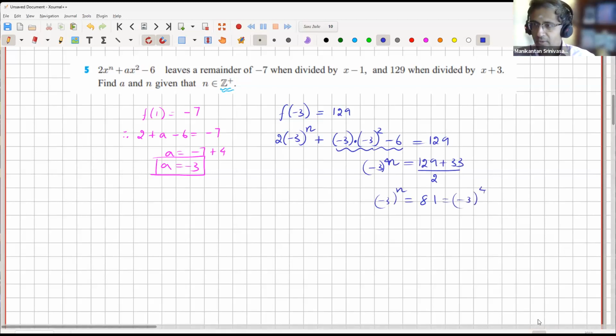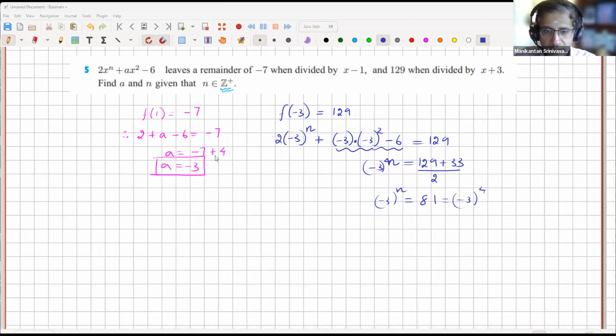Okay. So we'll get this. And this is in fact an easier problem where you can find A first and then find N. There could be cases where you have to simultaneously solve the two variables. Some of the homework problems will have that nature. All right. So that's the remainder theorem and factor theorem.